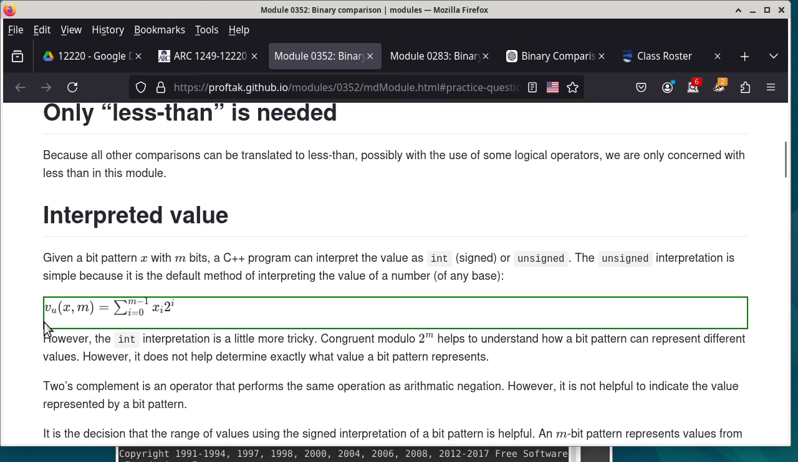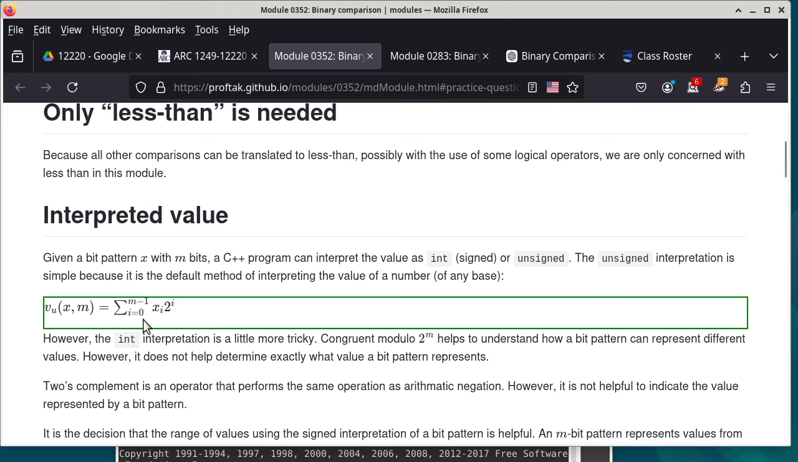So VUXM, okay, it is not the name of the next Elon Musk offspring, okay, as much as we think, oh, that sounds like an Elon Musk child. It is not. It is the unsigned value interpreted by using X, M bits of a bit pattern of X, okay? That's basically what it is.